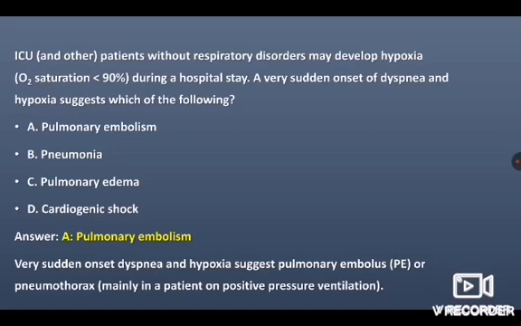Very sudden onset dyspnea and hypoxia suggests pulmonary embolus or pneumothorax, mainly in a patient on positive pressure ventilation. In other cases there may be hypoxia, but those are gradual in onset. But in case of pulmonary embolism, hypoxia is sudden in onset. In addition to hypoxia, there will be dyspnea also.